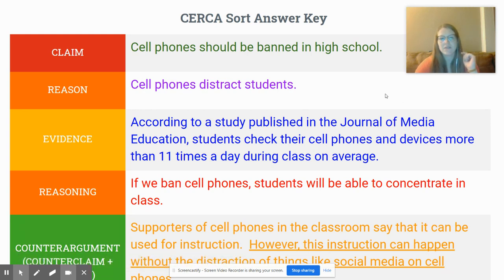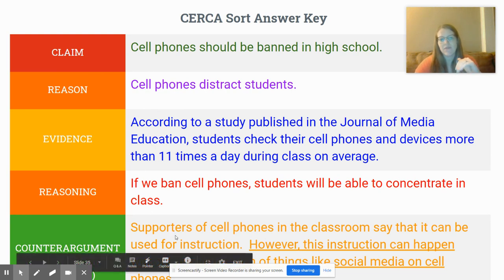Ta-da! We were right. Cell phones should be banned in high school. Why? Because cell phones distract students. Okay. Who says that they distract students? According to a study published in the Journal of Media Education, blah, blah, blah. Okay. The reasoning. How does this connect to our claim? If we ban cell phones, students will be able to concentrate. Okay. And then we give the other side.